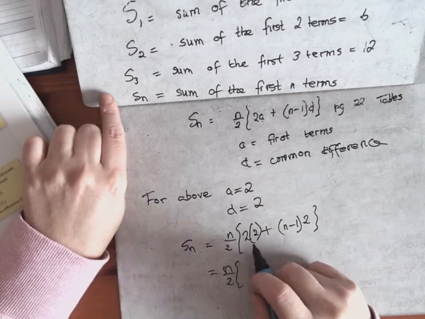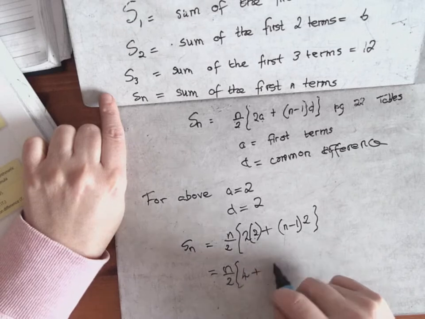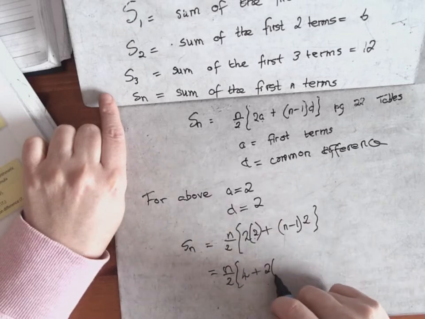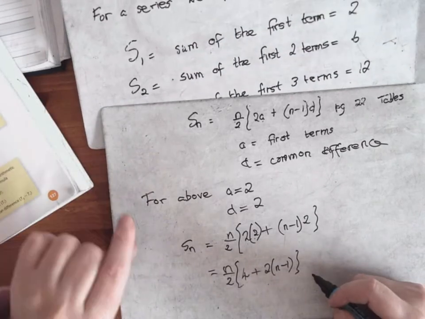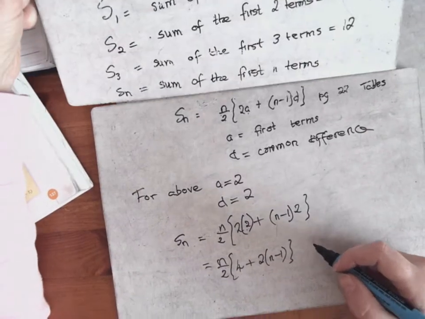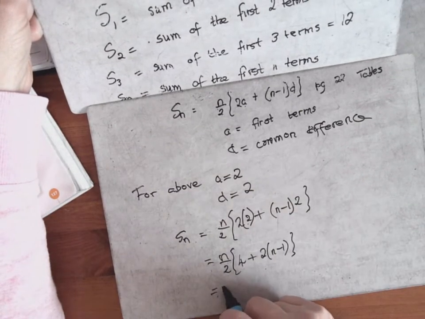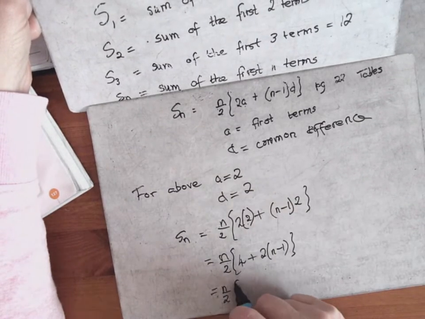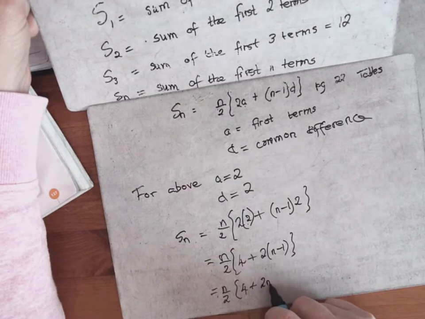Multiply inside. 2 by 2 is 4. Here, move the 2 to the front before you multiply into your bracket, so you remember to multiply everything by 2. So that would be n over 2 times 4 plus 2n minus 2.